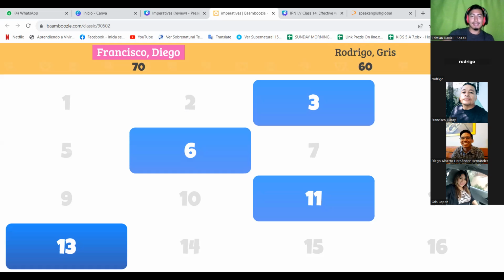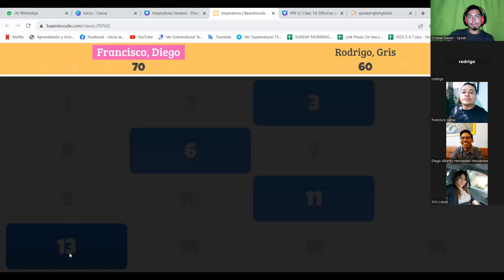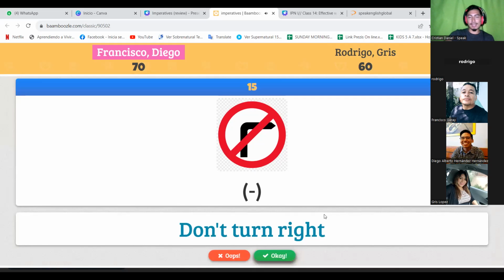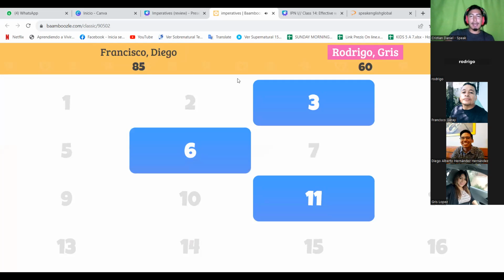Number 13. 13, let's see. Okay, in negative. Don't turn right. Don't turn right. Excellent. That was great, okay? Now you have 85 points. Let's move with Rodrigo. Rodrigo, tell me your last number.